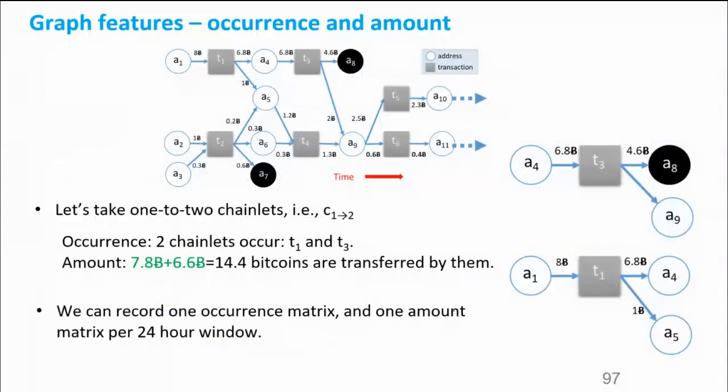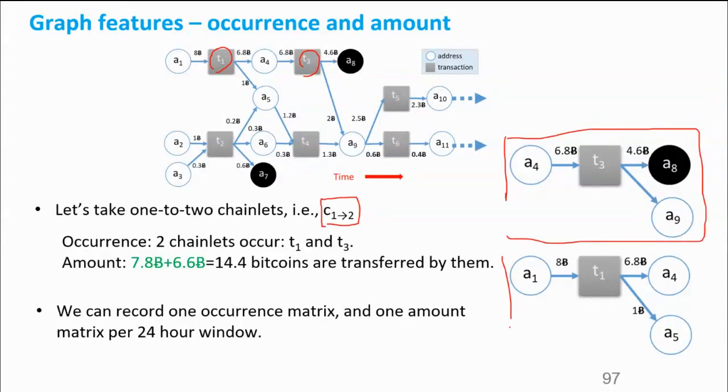So let's take 1-to-2 chainlets, for example, this one, C1 to 2. How many times this chainlet appears in this graph that we have here? If you look at it, transaction 3 and transaction 1 have this shape, 1-to-2, right? So the occurrence information is 2 chainlet occurrences. If you look at amounts, how many bitcoins are entering the system, exiting the system, we will see that, for example, 14.4 bitcoins are transferred by them.